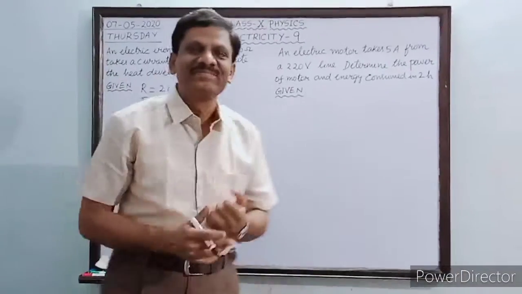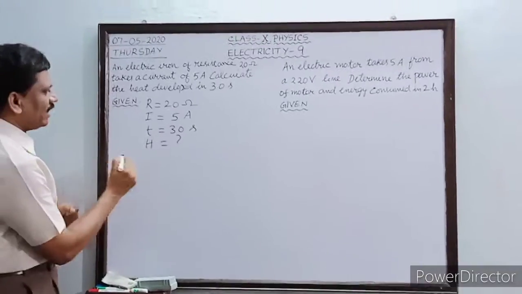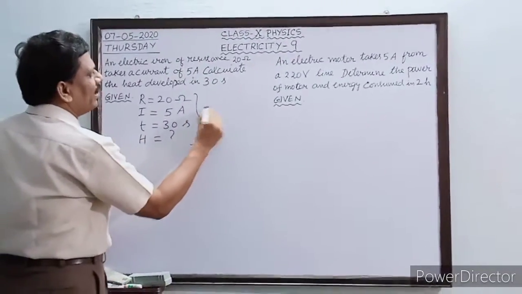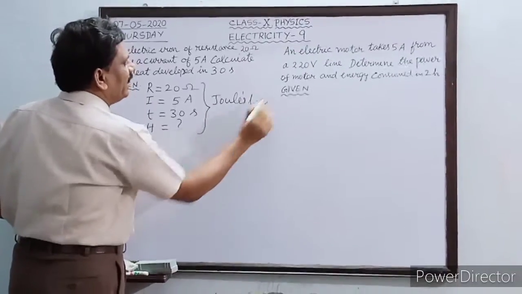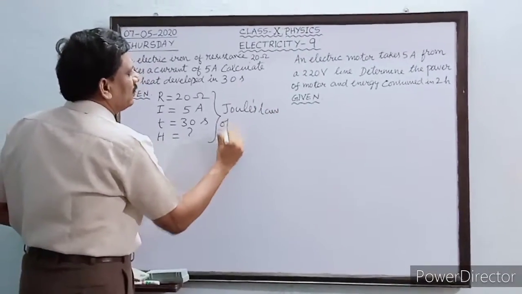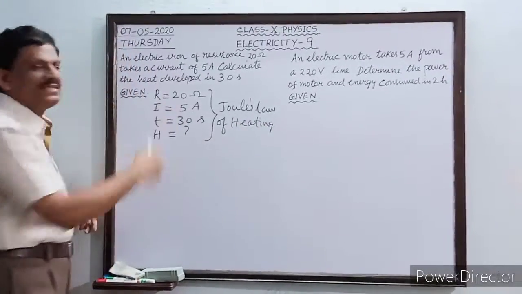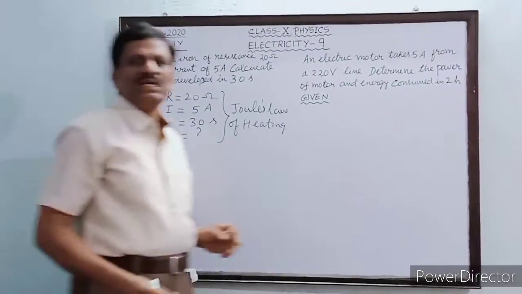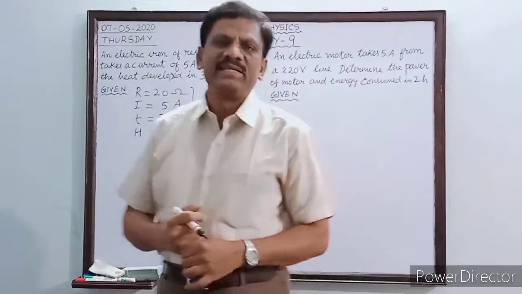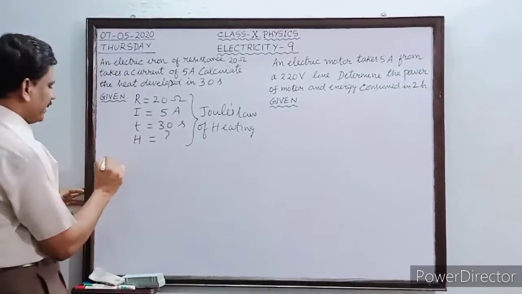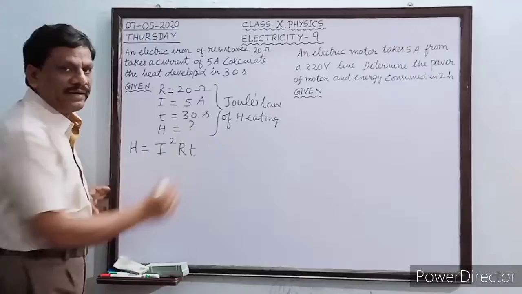Yes, you tell me. Good. That is Joule's law, Joule's law of heating. What is the expression of Joule's law of heating relating these three quantities? Yes, H is equal to I square R into T, that's right. So H is equal to I square R T.